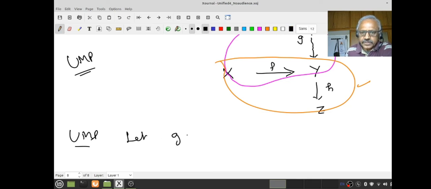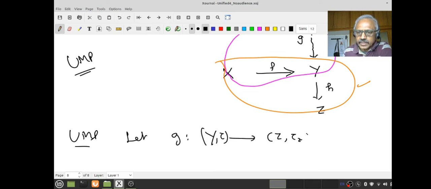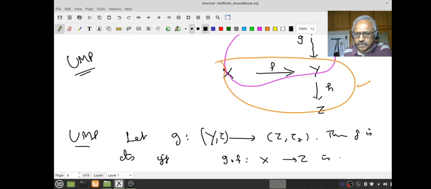Let G be a map from (Y, tau) to (Z, tau Z). Then G is continuous if and only if, what is the composite map? G composite F from X to Z is continuous. Notice that X and Z are already existing topological spaces, but Y is a newly constructed space.